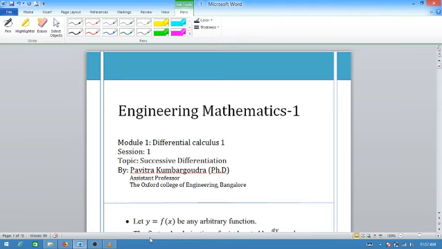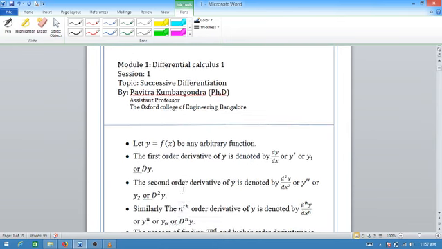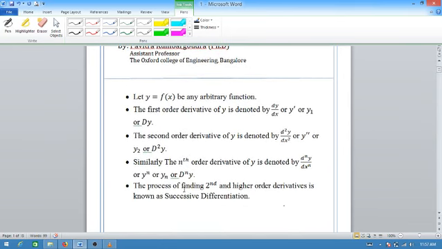The topic is successive differentiation. To begin with, one should know some standard notations for the differentiation. If I consider y is equal to f of x be any arbitrary function, then differentiating with respect to x, you will get the first order derivative of y with respect to x, that is denoted by dy by dx or y dash or y1 or capital Dy. Here capital D is called the differential operator, which is d by dx.